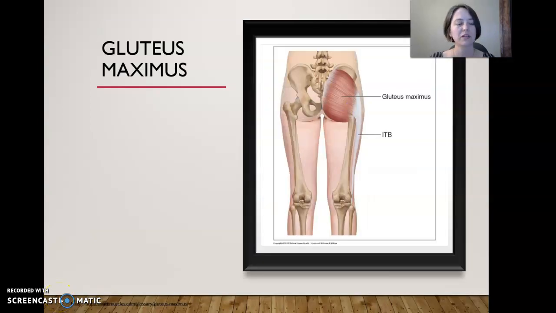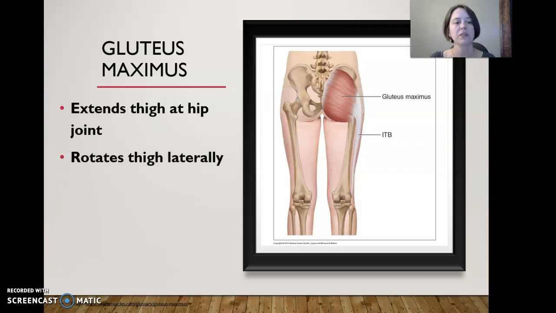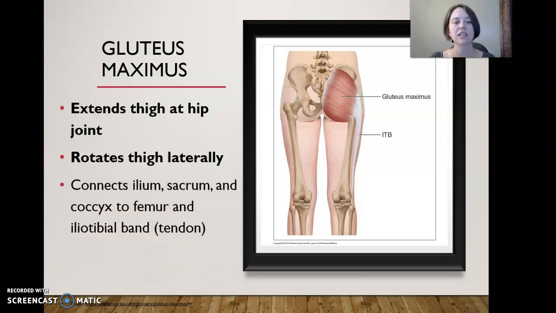Okay, let's start out with the biggest muscle, the gluteus maximus. Its job is it extends the thigh at the hip joint. It also rotates the thigh laterally. It connects the ilium and sacrum and the coccyx to the femur and the iliotibial band by a tendon. And it is the largest muscle. So let's look at the name. Gluteus, so we know it is by the buttocks. Maximus, we know it's big. And it's going to extend the thigh at the hip joint.